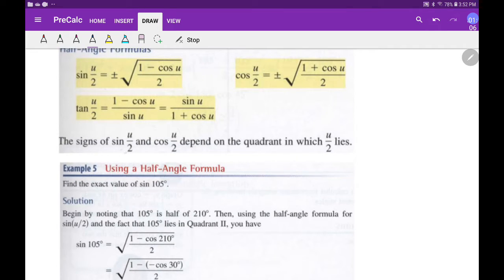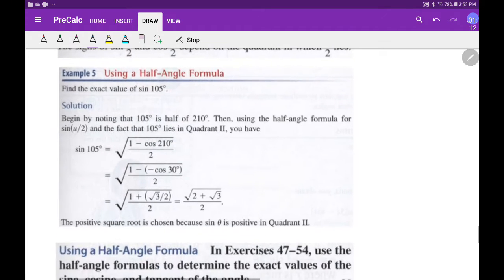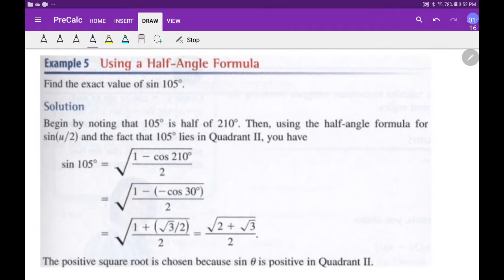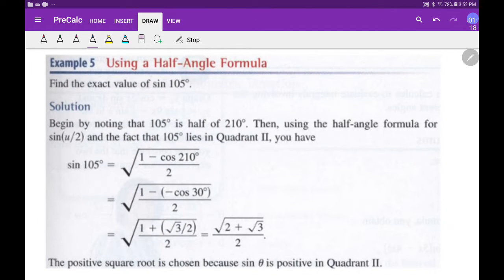And the signs of these depend on the quadrant, obviously, where that lies. So we are going to want to think about our reference triangles. So find the exact value of sine of 105. Well, here's the thing. Sine of 105 can be expressed like this. We can say the sine of 210 divided by 2. And while we may not know anything about 105, we do know some things about 210.